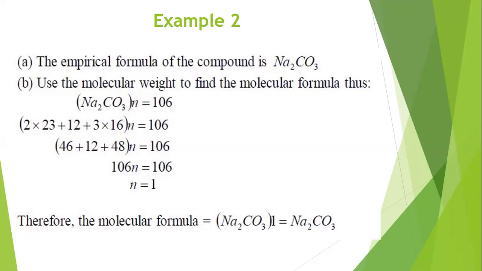So for the sodium, it will be equal to 2 multiplied by 23, then plus the carbon, that is 12, that of oxygen is 3 multiplied by 16, in bracket n is equal to 106. So after calculating the total, you get 106n equals 106. So dividing by 106, the value of n is 1. Therefore, the molecular formula is the same as the empirical formula, that is Na2CO3. I hope it's clear with this example.